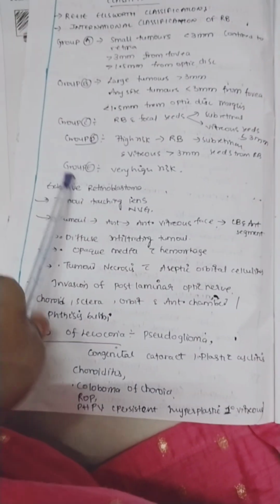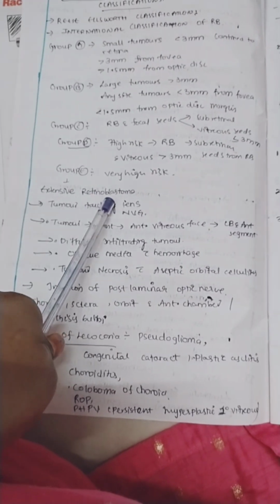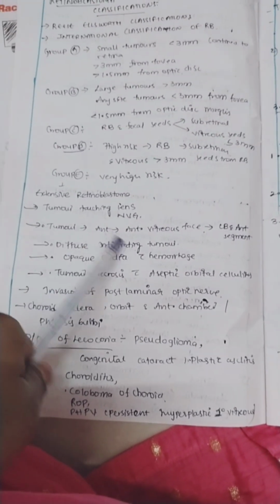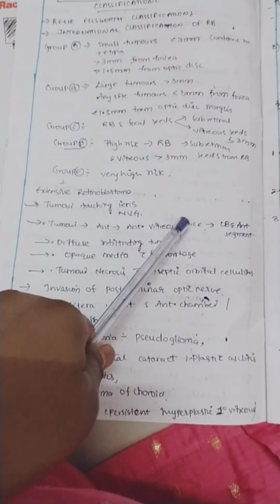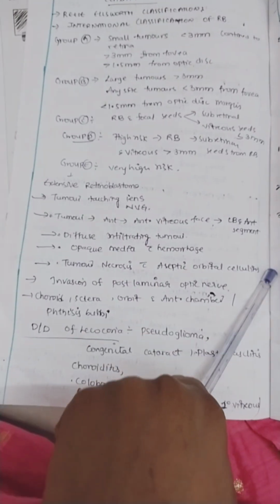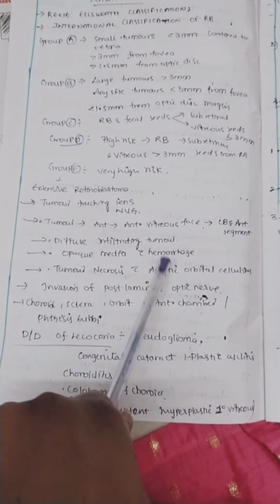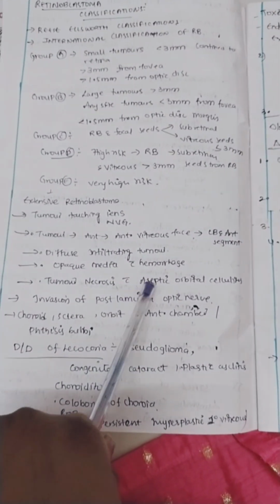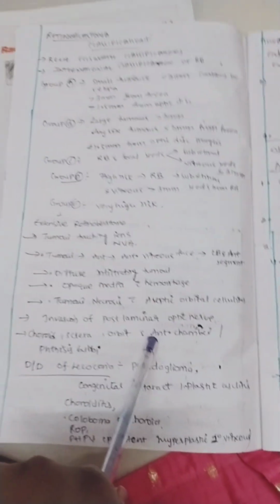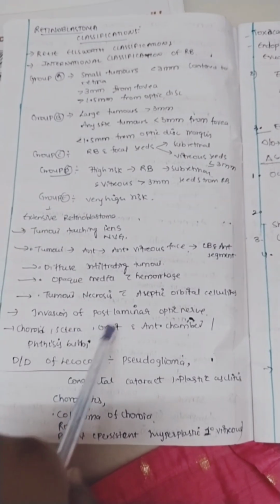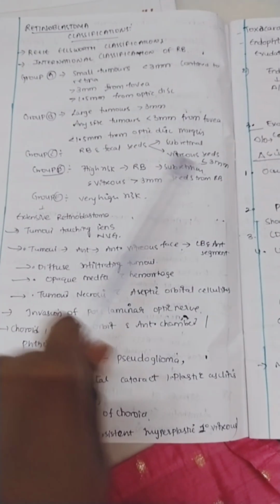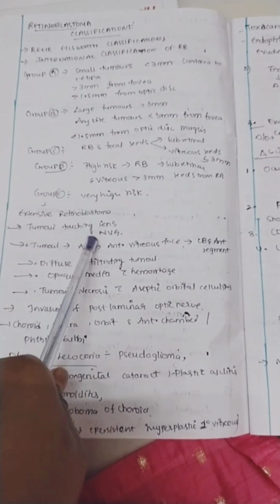What are the features we will see in Group E? It is extensive retinoblastoma. Tumor touches the lens. Neovascular glaucoma you will see. Tumor spreads to the anterior vitreous space. Ciliary body and anterior segment will be involved. Diffuse infiltrating tumor. Opaque media with hemorrhage you will see. Tumor necrosis with aseptic orbital cellulitis you will see. Invasion of the postlaminar optic nerve, choroid, sclera, orbit, anterior chamber, phthisis bulbi. These you will see. Involvement of all the structures you will see in Group E. So Group E is very high risk.